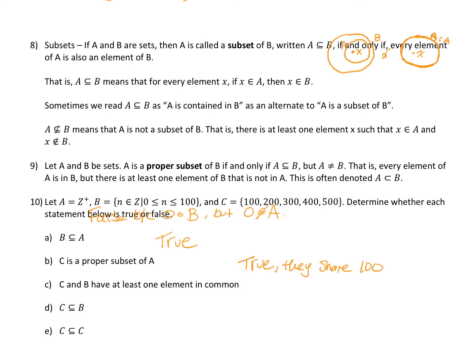Okay, C is contained in B. Is C contained in B? So 100, 200, 300, 400, and 500. Do each of these numbers exist inside of this set? No, only one of them does, not all of them. So C is not completely contained in B.